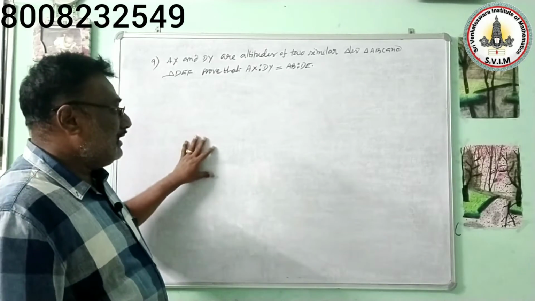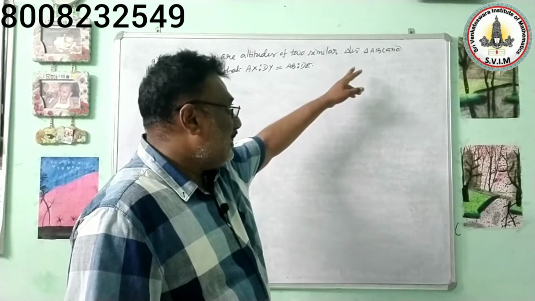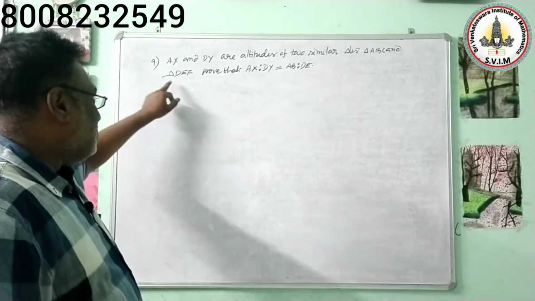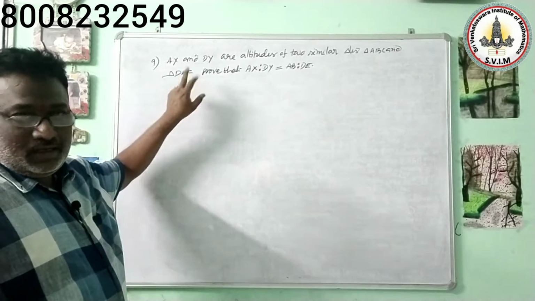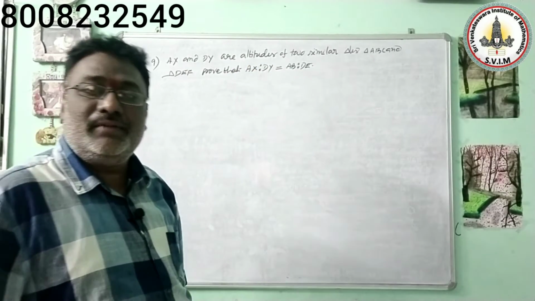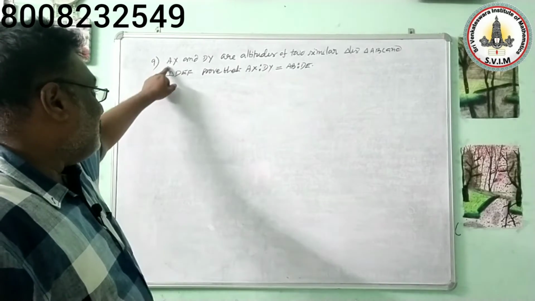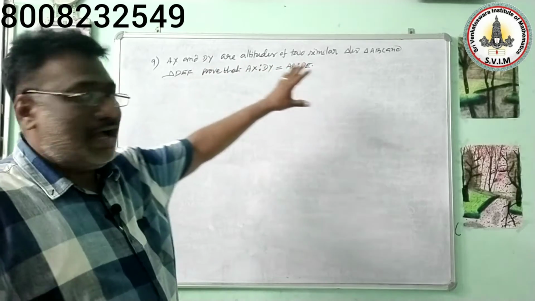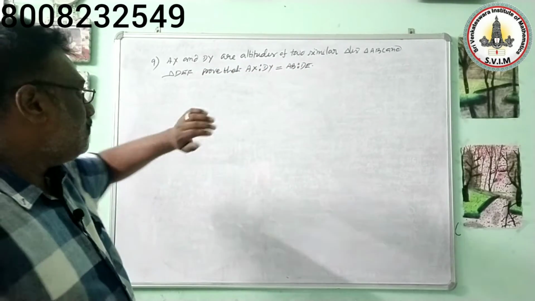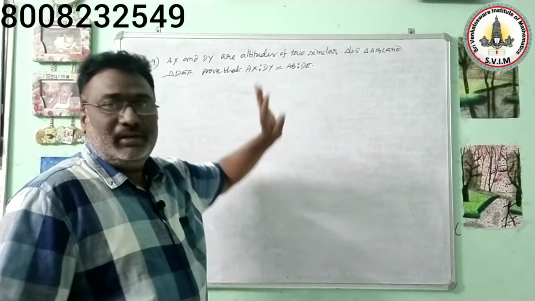So that means here you have been given two triangles. The names of the two triangles are nothing but triangle ABC and triangle DEF. Those two triangles are similar. In those two similar triangles, AX and DY are two altitudes. But what we need to prove is AX is to DY is equal to AB is to DE.